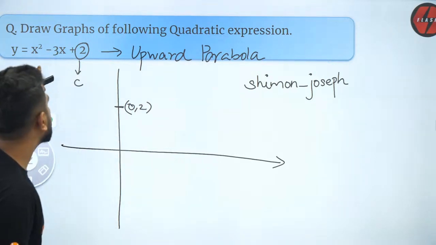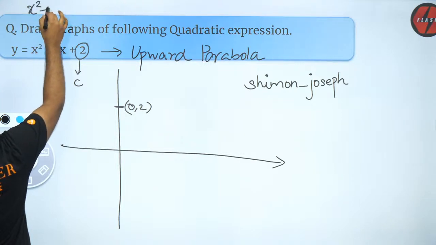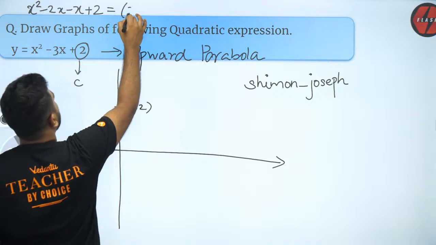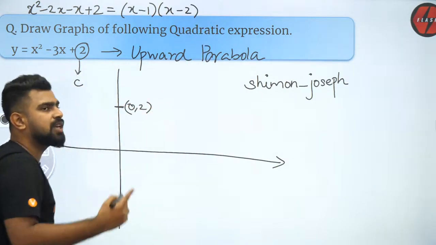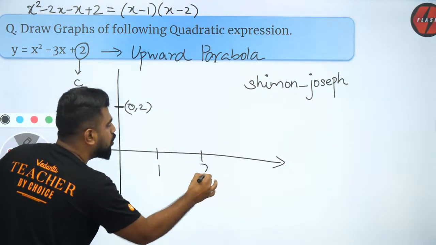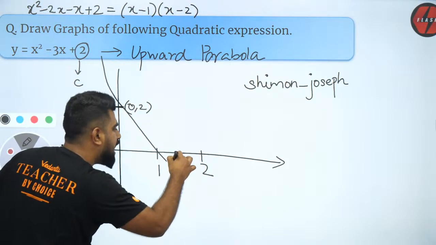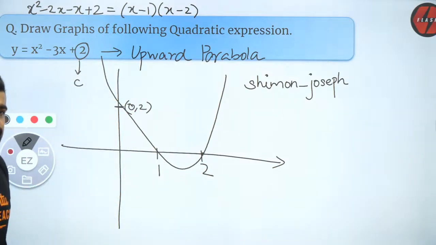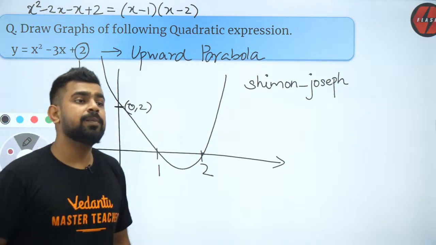And what are the roots of it? The roots of it are x square minus 2x minus x plus 2, which can be factorized as (x minus 1) into (x minus 2). So the roots are 1 and 2. So at 1 it will be 0, at 2 it will be 0. So the graph has to be upward opening and it will look like this. Did you all get it? How I plotted it? Any doubts? Are you guys able to follow?